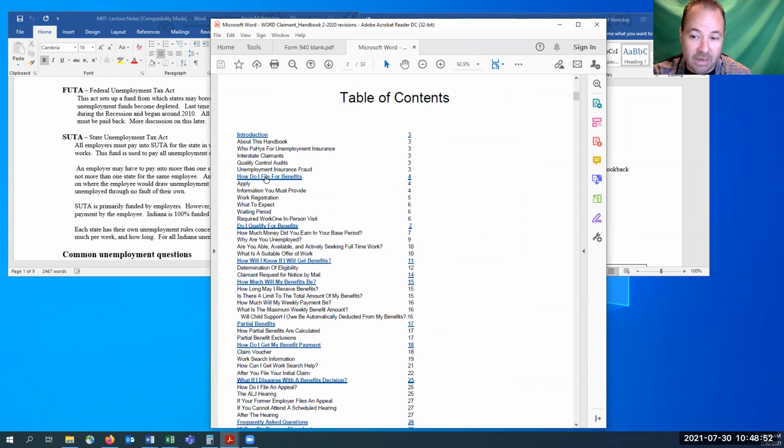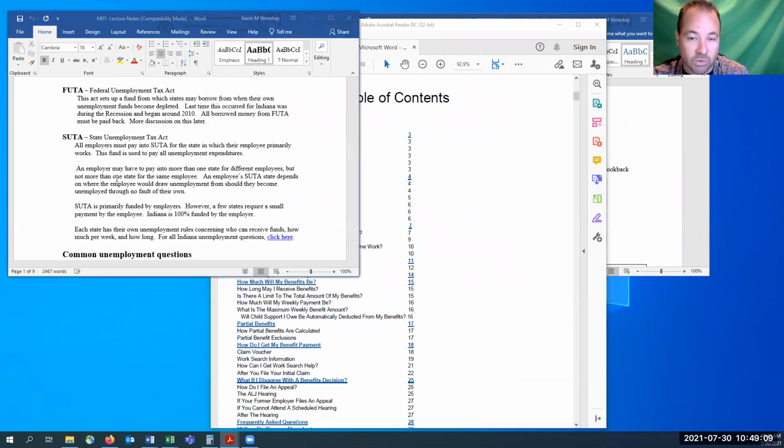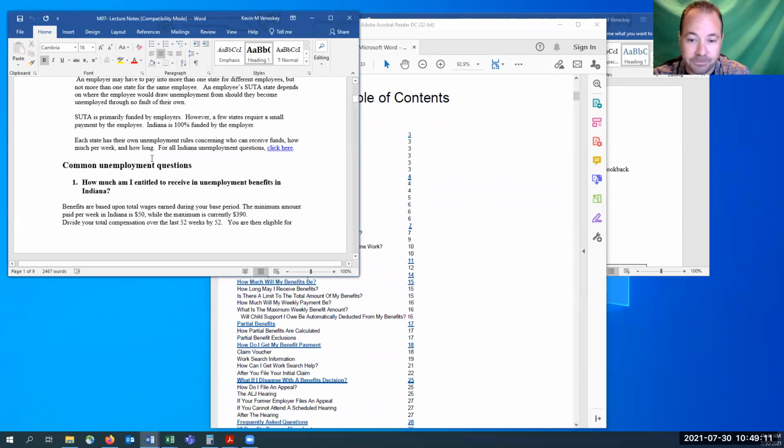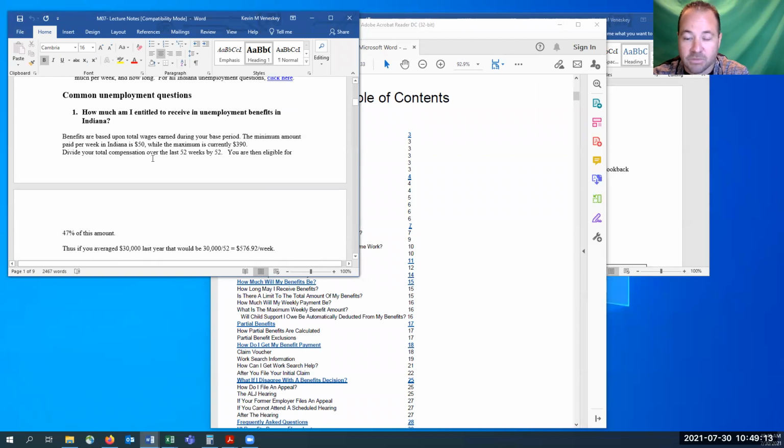You can see some of the items here. How do I file? Do I even qualify for benefits? And how much will my benefits be? All the general questions that you would want to know if you think you can get unemployment. This is one of your resources that you'd want to come to. So we're going to try to answer some of the most common questions here, just to give you an idea.